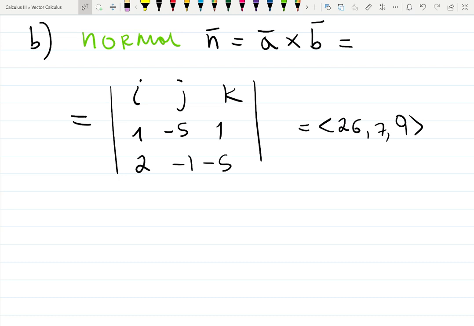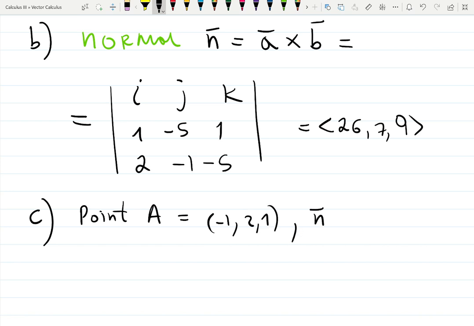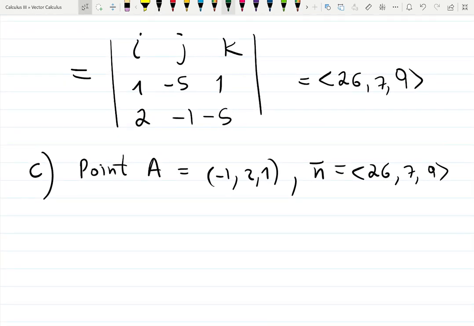The point is A, so for the equation, point A is given as -1, 2, and 1. The normal vector is 26, 7, and 9. And then people make a mistake building the equation, because I saw it on the test, people kind of mixing up what to do and how to do it. I just reviewed it this week. What is the equation of a tangent plane? Remember, the slope here is the components of n.